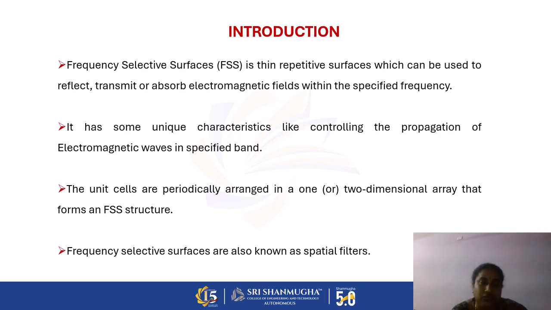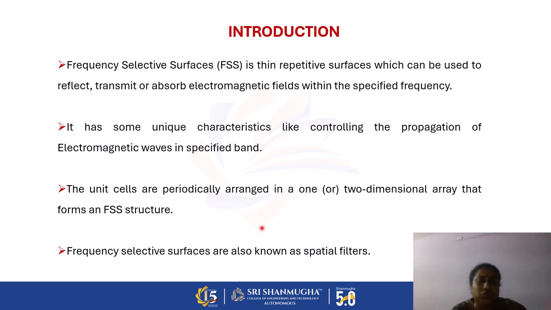The main function of frequency selective surfaces is that it is a thin repetitive structure which is mainly used to transmit, reflect, or absorb electromagnetic waves within a specified frequency range. Sometimes the FSS acts as a spatial filter. It has unique characteristics mainly for controlling the propagation of electromagnetic waves in a particular frequency band.